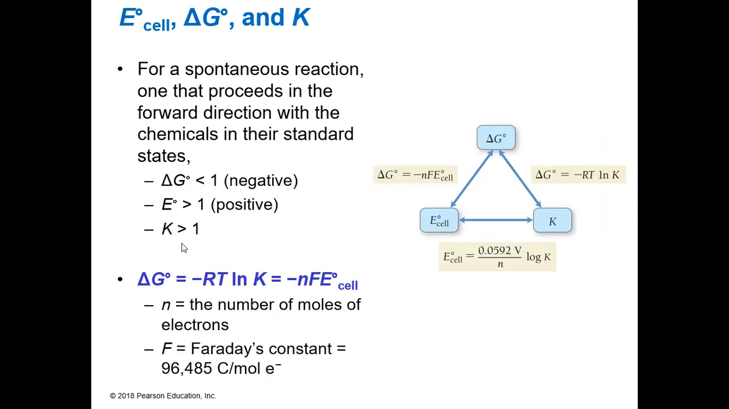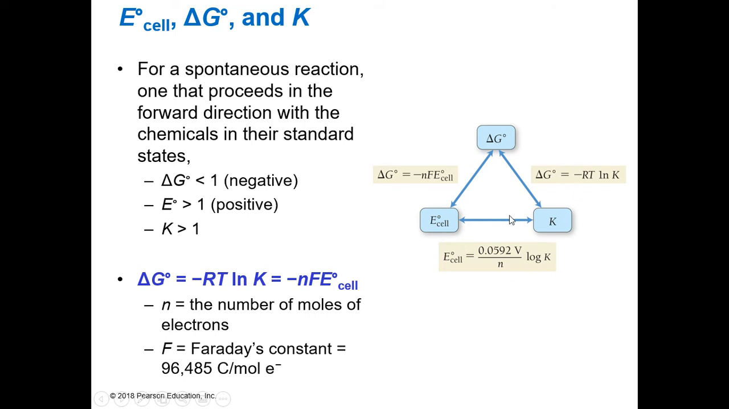So how do all of these reactions go together? They actually do all correlate. If we take a look, so first, a spontaneous reaction. For a spontaneous reaction that proceeds in the forward direction, we need to have a delta G less than 0, right? It needs to be negative. An E naught has to be greater than 0. It has to be positive. And our K has to be greater than 1 in order for it to proceed in the positive reaction. So we have this correlation between our different values.